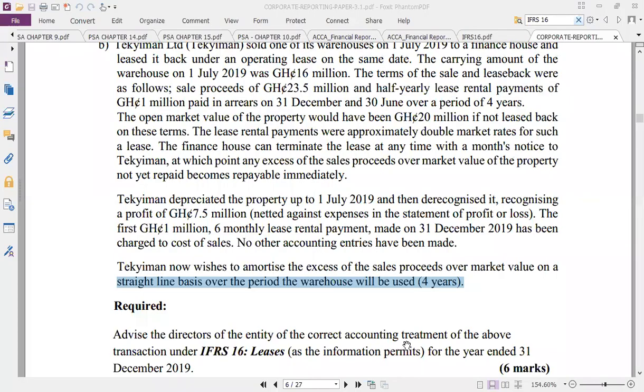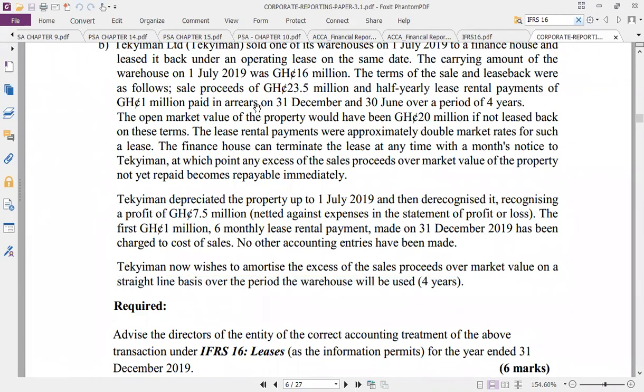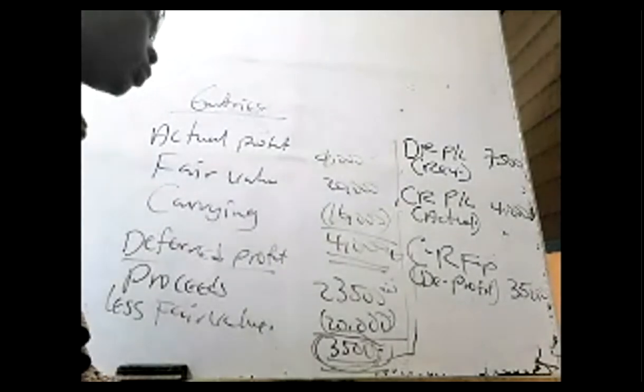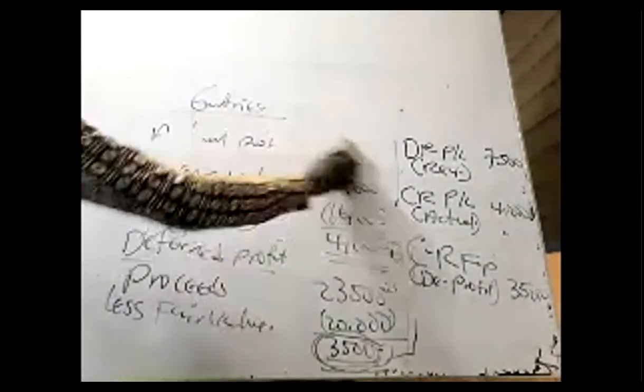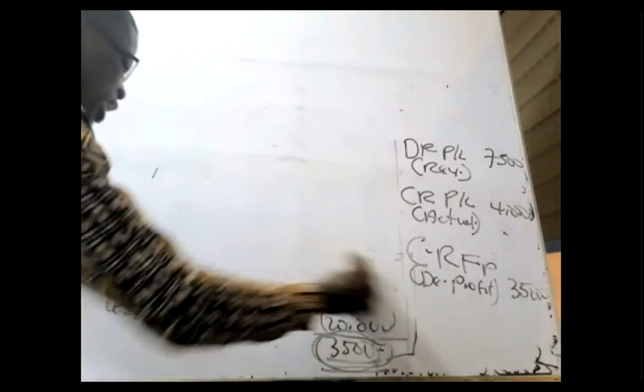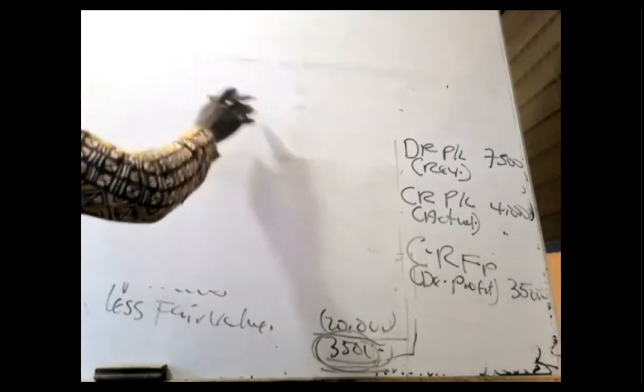Because we are preparing the account as at 31st December 2019, but this transaction took place 1st July 2019. So we need to take account of 6 months. So we need to release. Let me clean here and do the entry. So final year amortized. We are going to amortize the excess profits. So let's call it deferred income.